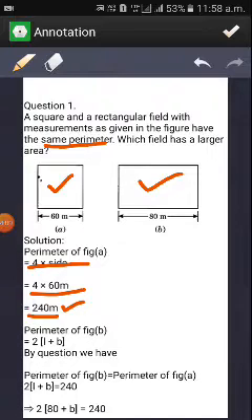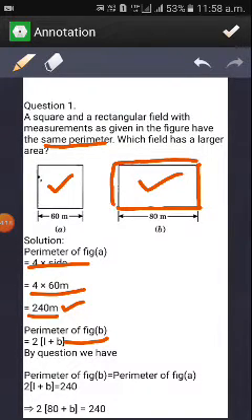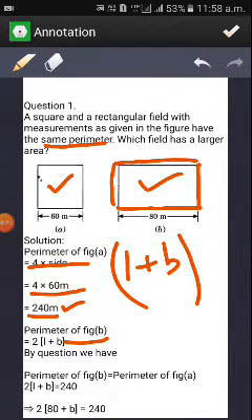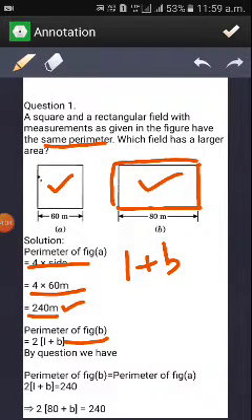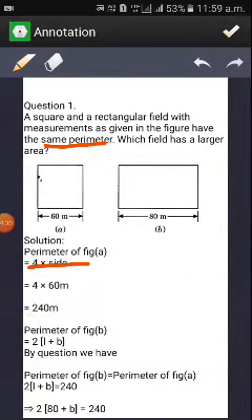Perimeter of rectangle will be equal to twice length plus breadth. How we get it is we find the sum of the lengths of its borders, length plus breadth, again length plus breadth. So we get length plus breadth plus length plus breadth. We can write it as twice length plus breadth. So perimeter of the rectangle is equal to twice length plus breadth.